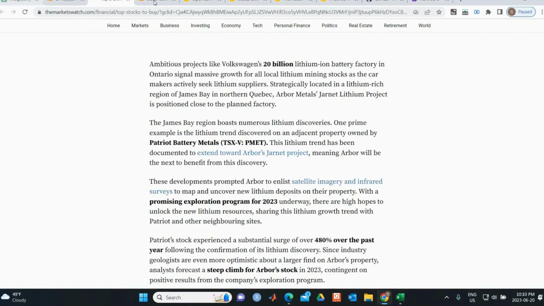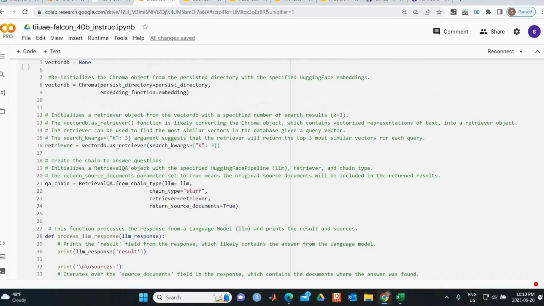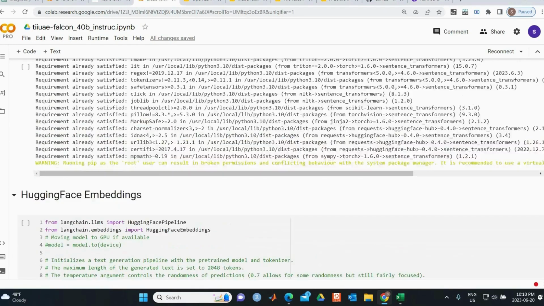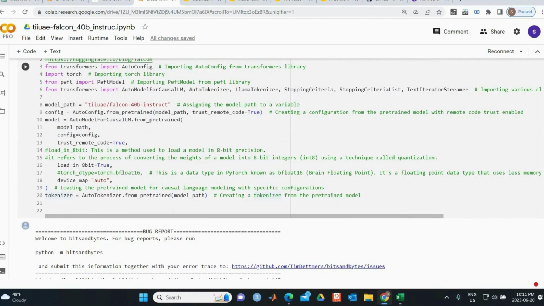So I don't know how to get better results from this model. Probably if we run this on Torch bfloat16, we might get better results than we are getting now. But at least with lower than 8 bits, we are not getting better results. I think its performance is maybe just 70% of GPT 3.5 compared to the other models.